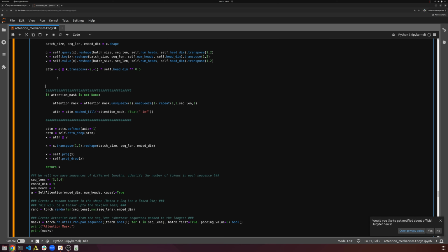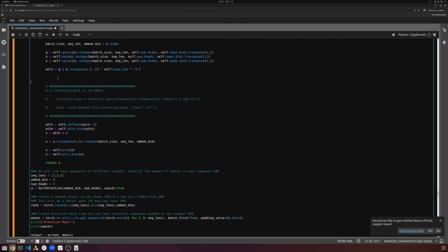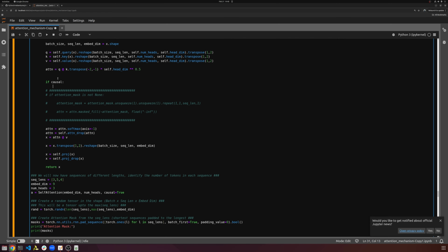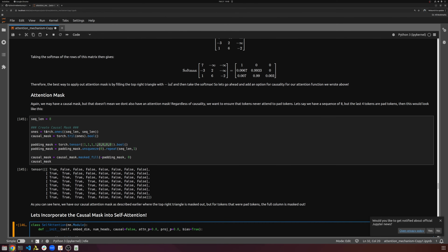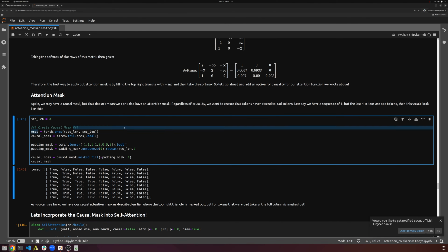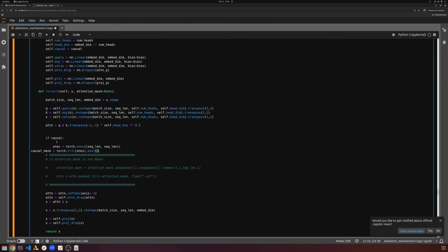So we're going to come back to this chunk here in a bit, so I'm going to comment it out for now. We're going to do if causal, then we can do ones. This is just the code we had before. Ones is just this. So we're just going to copy this in, create a matrix of ones, and create our causal mask.